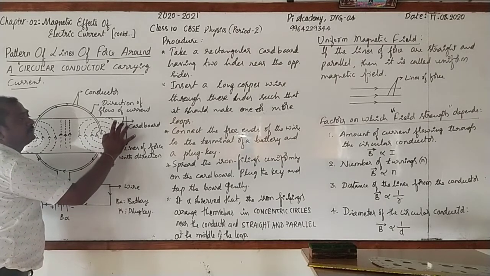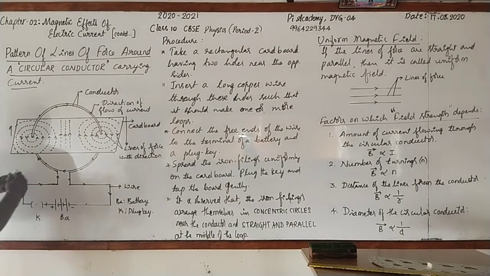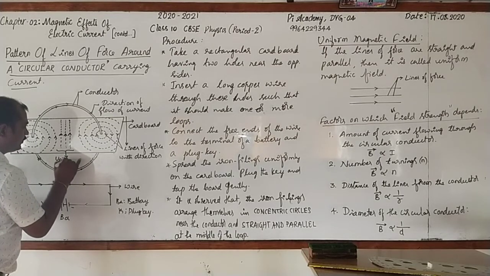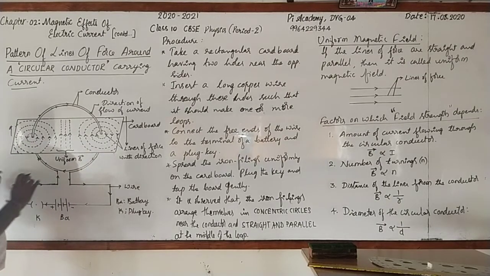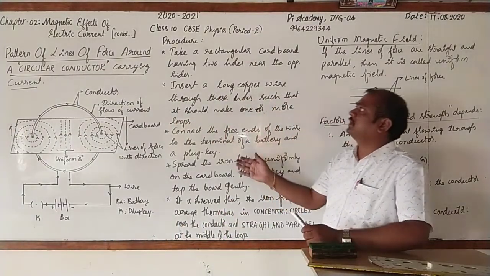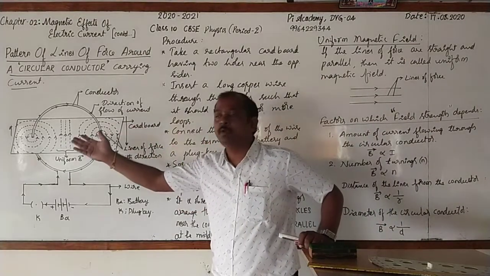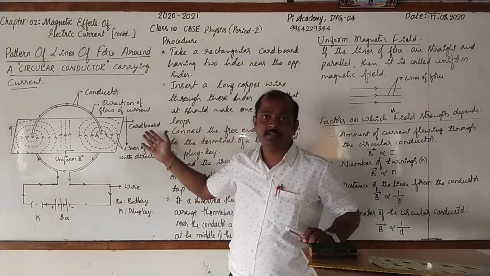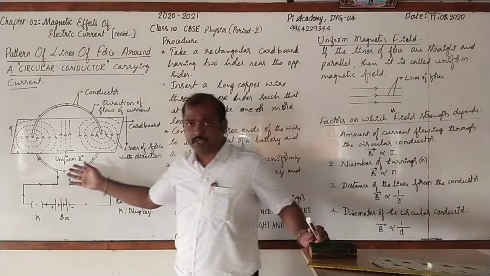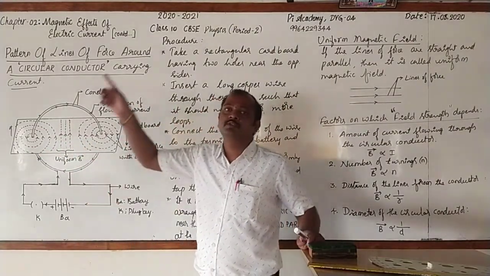Next, this is cardboard, and it is wire. This is battery and this is plug key. Even you can go for naming this. What is this? It is uniform magnetic field. Clear? And then here I have written the procedure. You should copy the same. That is very simple. Take a rectangular cardboard and make 2 pin holes near the opposite ends of the board. Then next point, take a long copper wire, pass the wire through the holes such that it should make a loop, more than one loop.